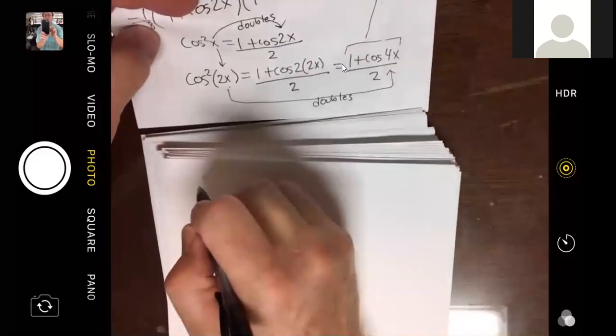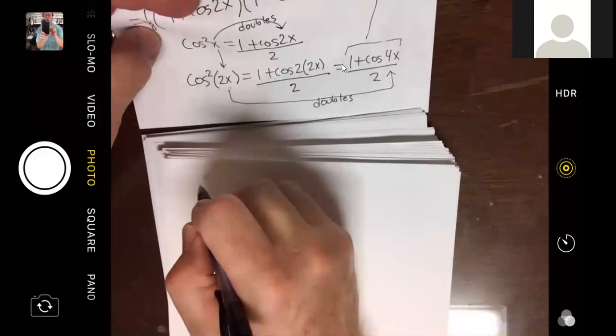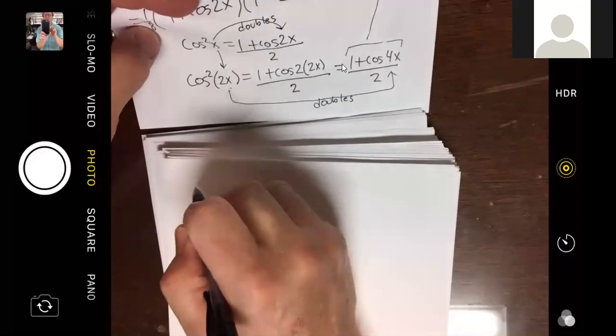if I keep both on. So we have the 1/8. We have a 1 plus cosine of 2x. We have 1 minus 2 cosine of 2x plus 1 plus cosine of 4x, and that's all divided by 2.